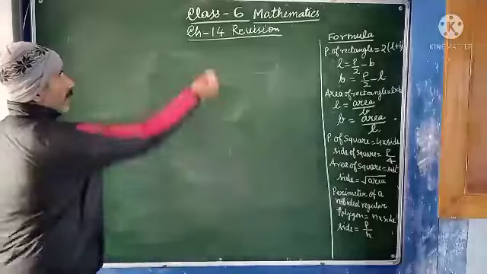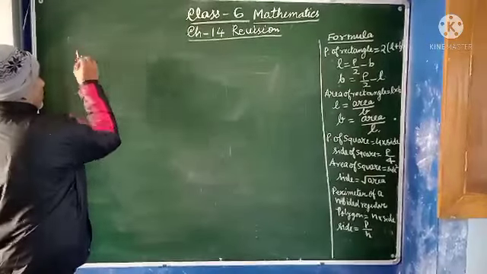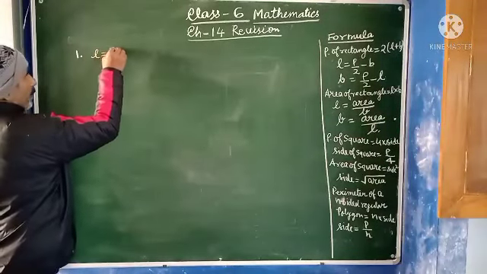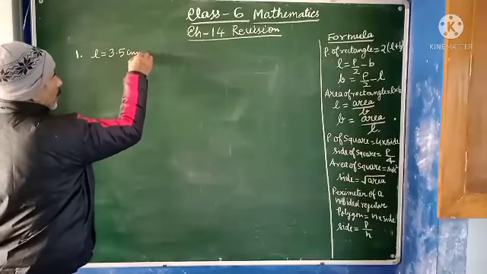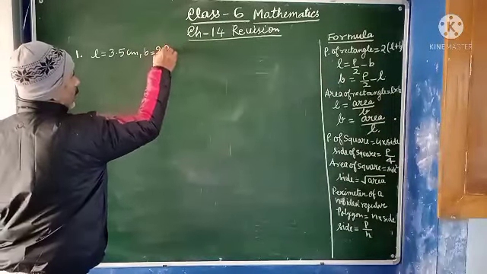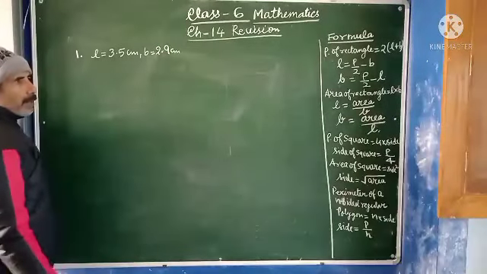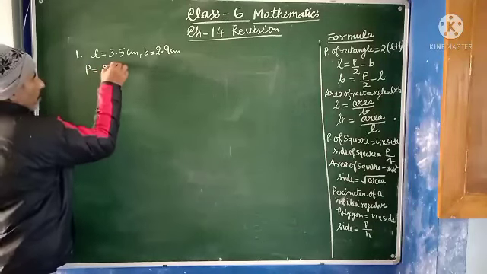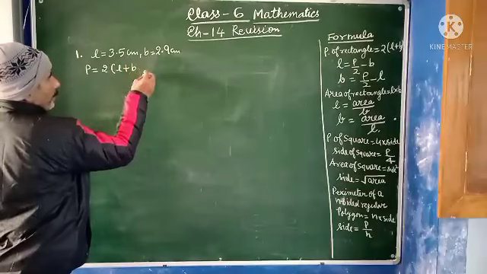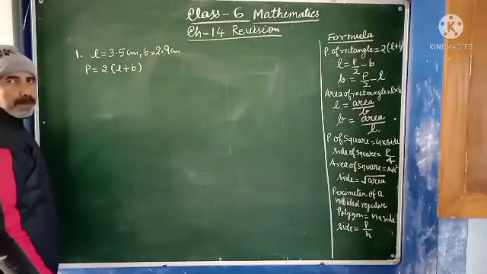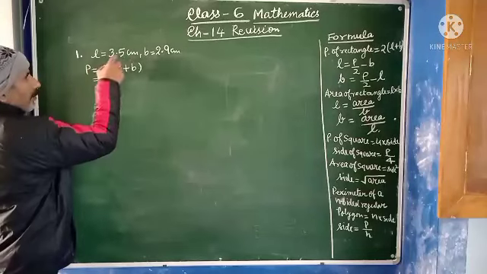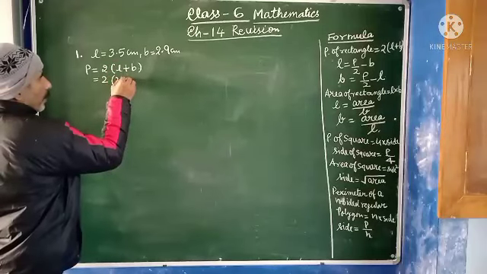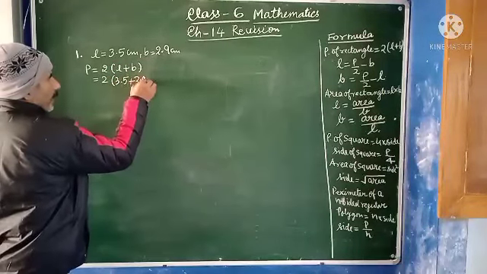Now let us start with the first question. Perimeter of rectangle. Length is given 3.5 cm. Breadth is given 2.9 cm. We want to find the perimeter. So simply you have to write the formula: perimeter is equal to 2(L plus B). So you will substitute the values in this formula. L stands for 3.5 and B stands for 2.9.